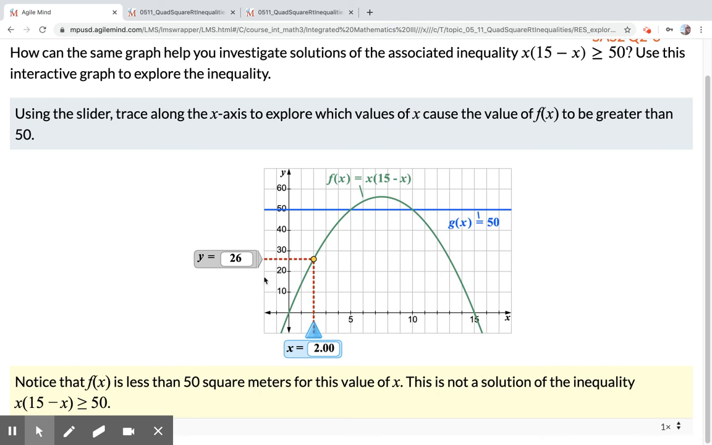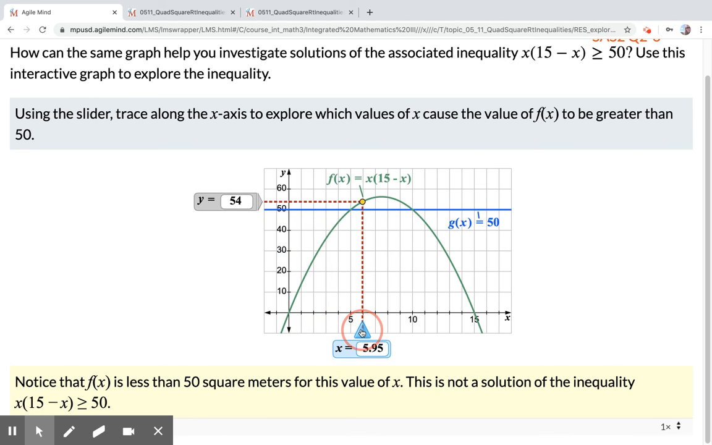The next one they gave you is x equals 6. So I'm going to move over here a little bit, and I'm going to go to x equals 6. Ooh, when x is 6, it looks like I get an area of 54 in my kennel. And that is definitely greater than 50, right? That was the whole goal here, greater than 50, yay. That's totally greater than 50, which means that 6 is most definitely a solution.